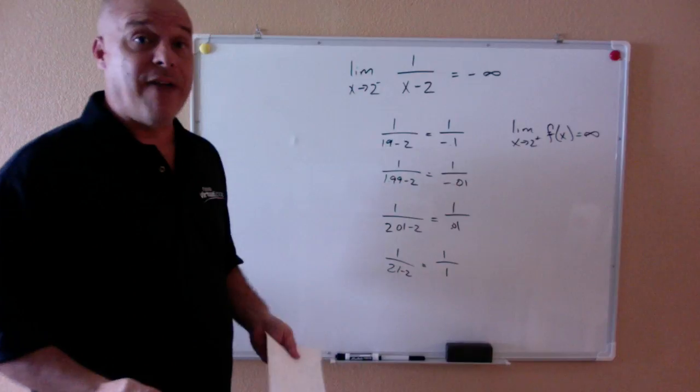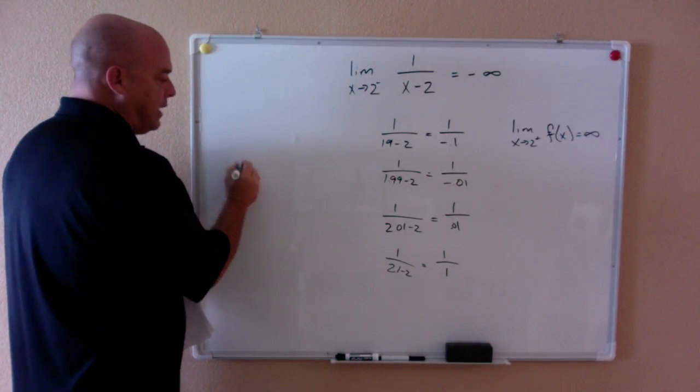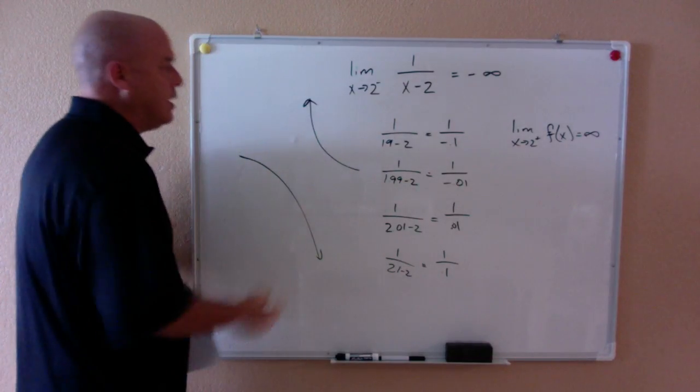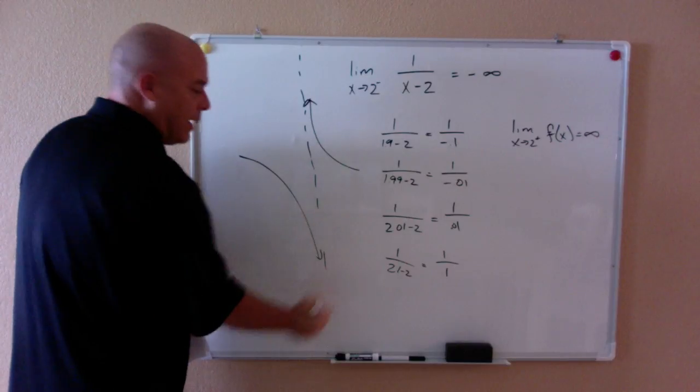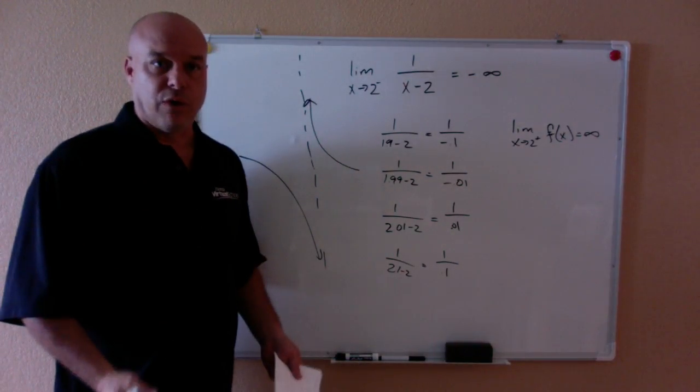Now, if you look at the graph of this, it makes sense because the graph from the left-hand side goes down like this, and from the right-hand side it comes up like this, and you have this vertical asymptote at x equals 2. So it's exactly what we thought it would do if we were to just look at the graph of it.